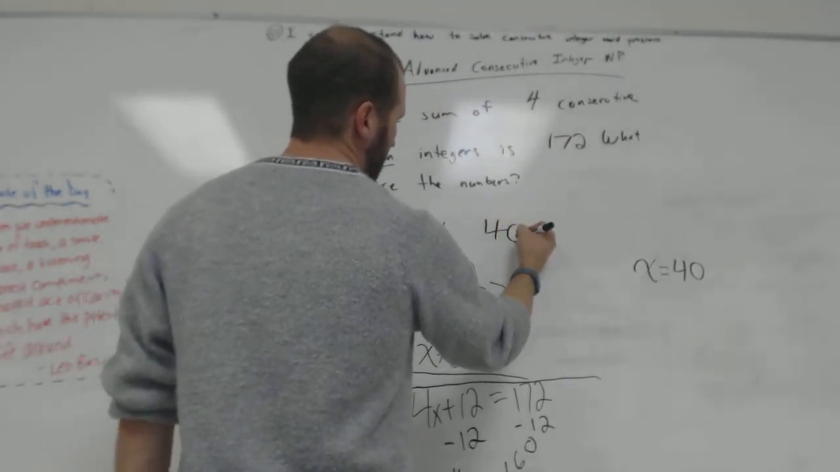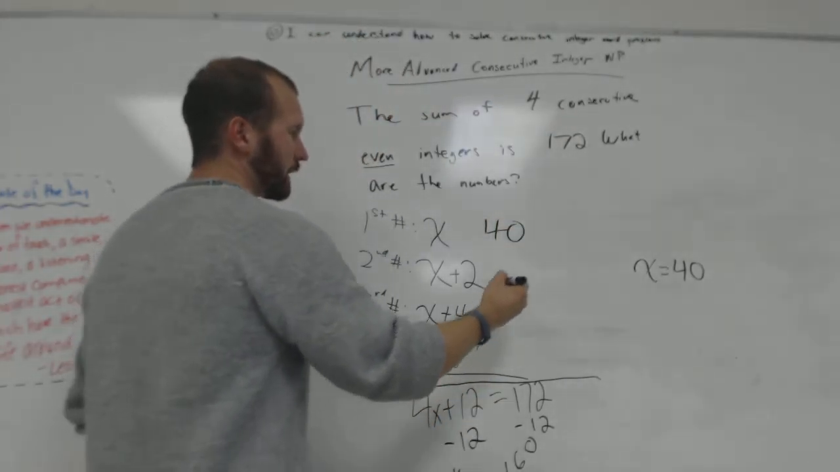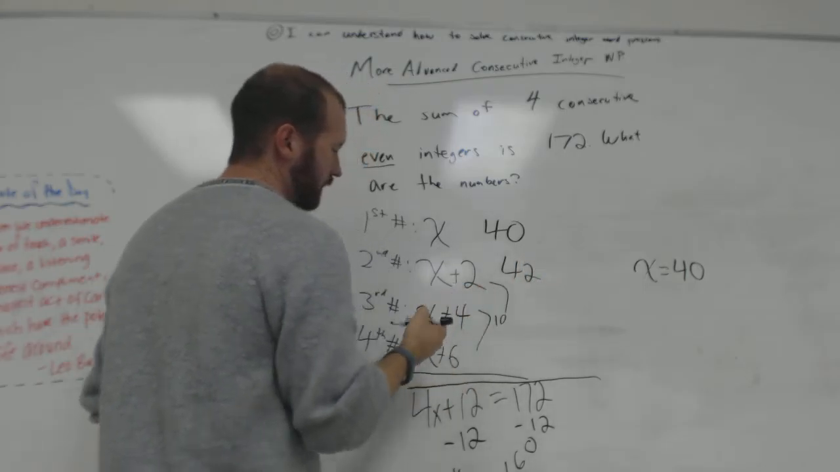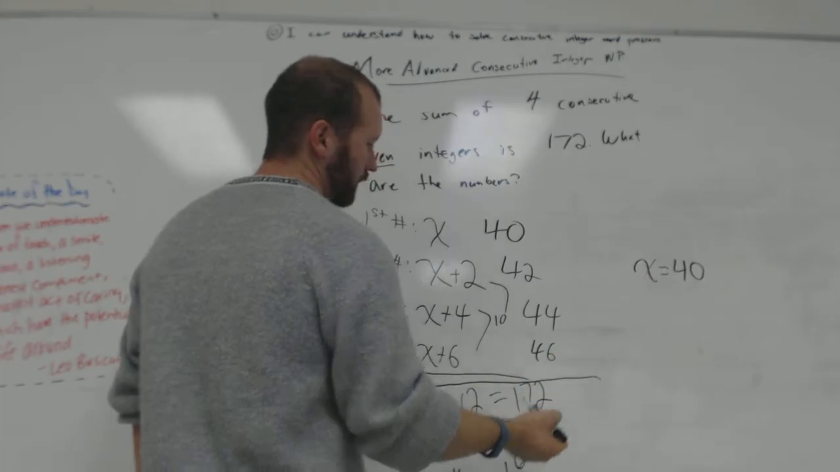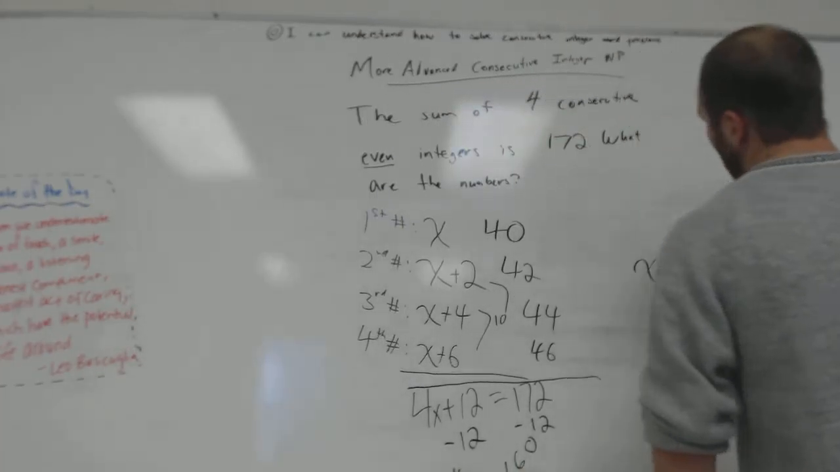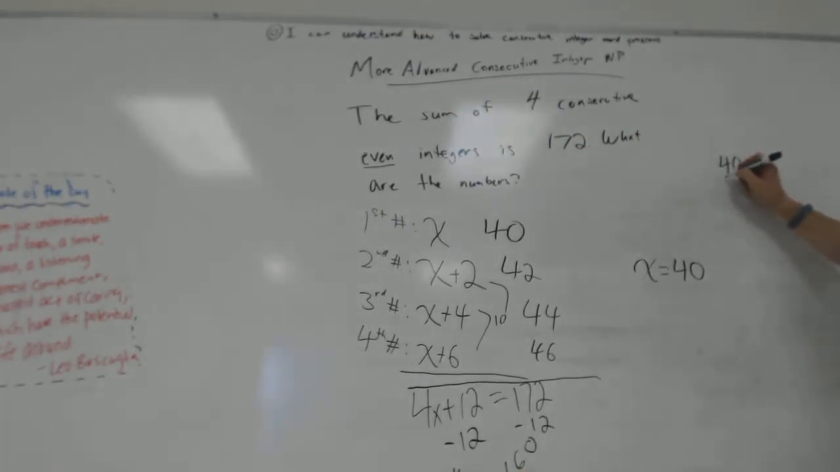That's x, 40. What's my second number? 42. What's my third number? 44. And what's my fourth number? 46. Let's add those together and see if this really adds up to 172. 40, 42, 44, 46. 2 plus 4 plus 6 is 12. 1 plus 4 plus 4 plus 4 plus 4 is 17. 172, so it checks.